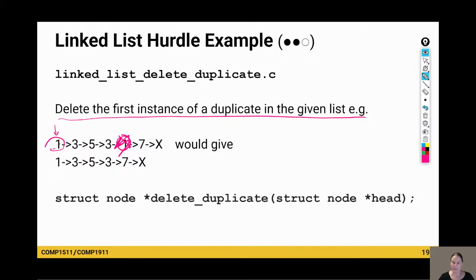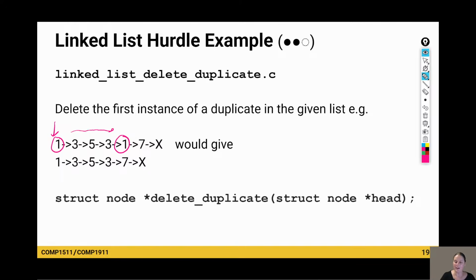Hopefully that makes sense. So the way I would try and solve it is I would start with some sort of pointer to this first node, and then I would go through this list and see if I found that value again. And if I did, the first one I find I delete and I'm done.